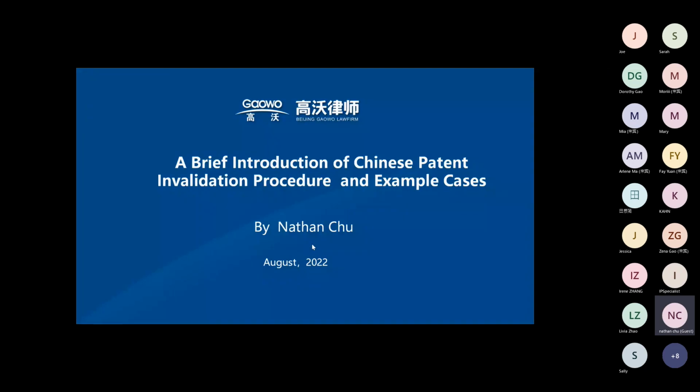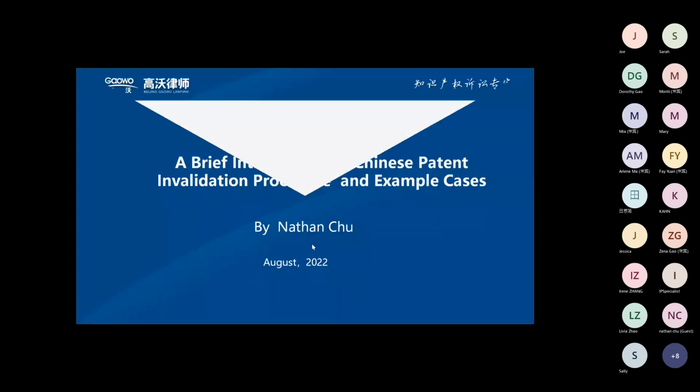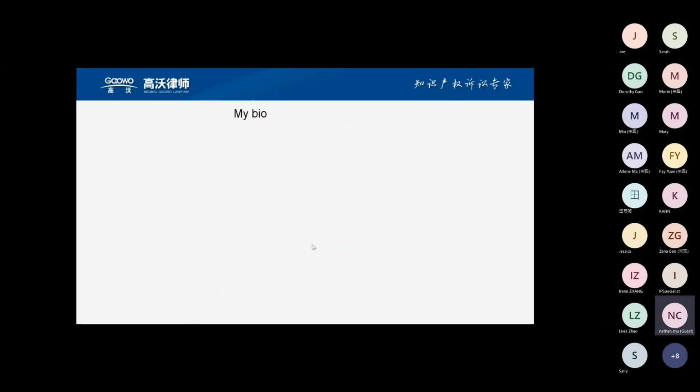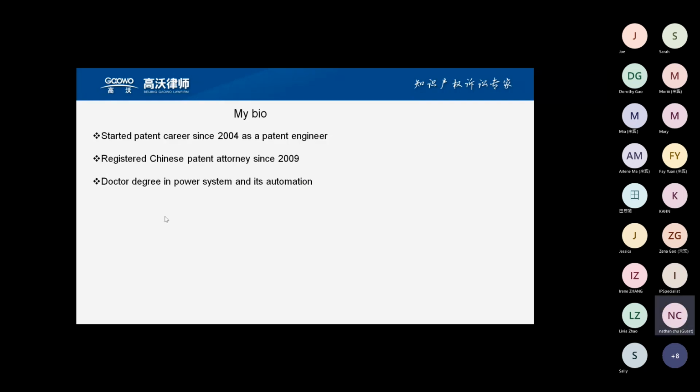My name is Nathan Chu. I'm now living in Texas, America. So let me start by briefly introducing myself. I started my patent career in 2004 as a patent engineer, and I was registered as a patent attorney in 2009 before the Chinese Patent Office. I own a doctorate degree in power system and its automation.